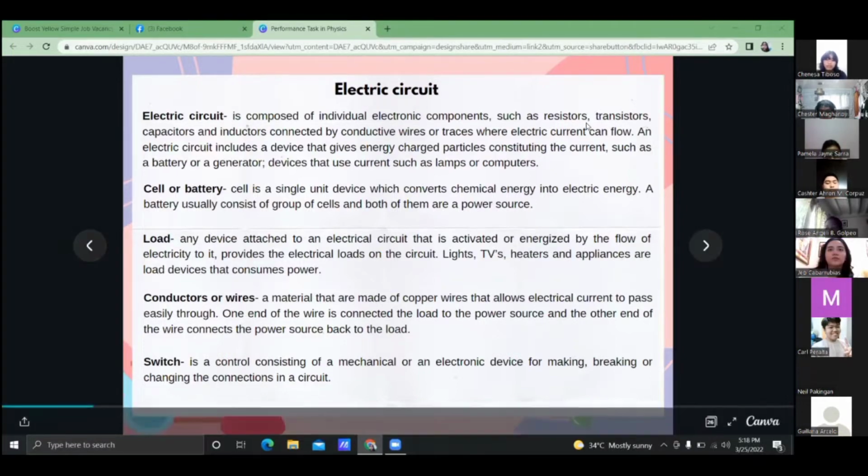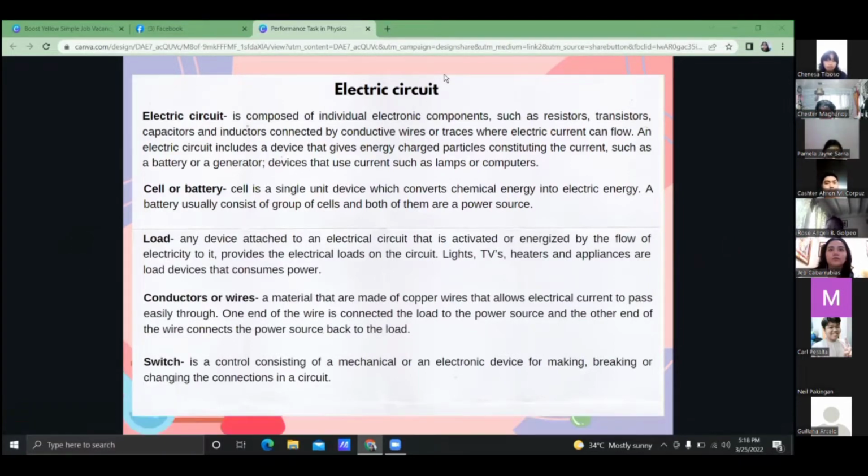Cell or batteries. A cell is a single unit device which converts chemical energy into electric energy. A battery usually consists of a group of cells and both of them are a power source. So, of course, we all know that the battery supplies energy to a certain object in order for it to work. Ang battery po ay isang medium na nagko-convert ng chemical energy into electric energy since it is made from certain elements that cause electricity whenever they are mixed together and triggered by a certain conductor from a source.